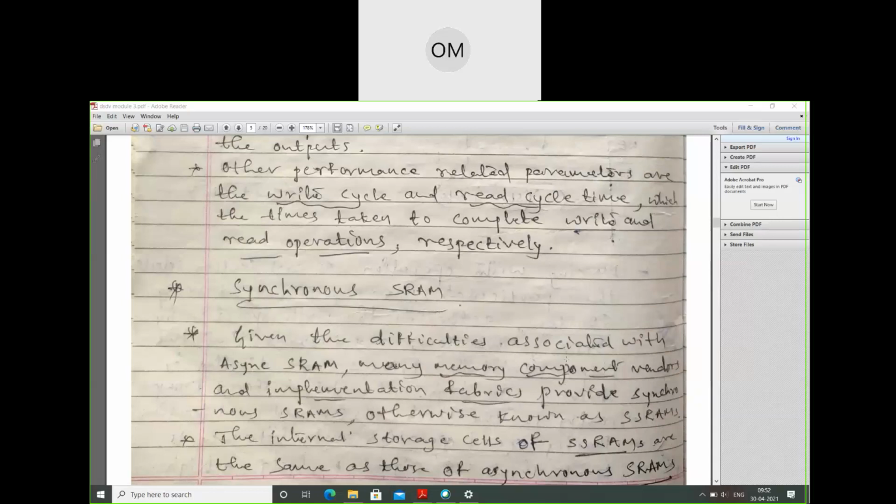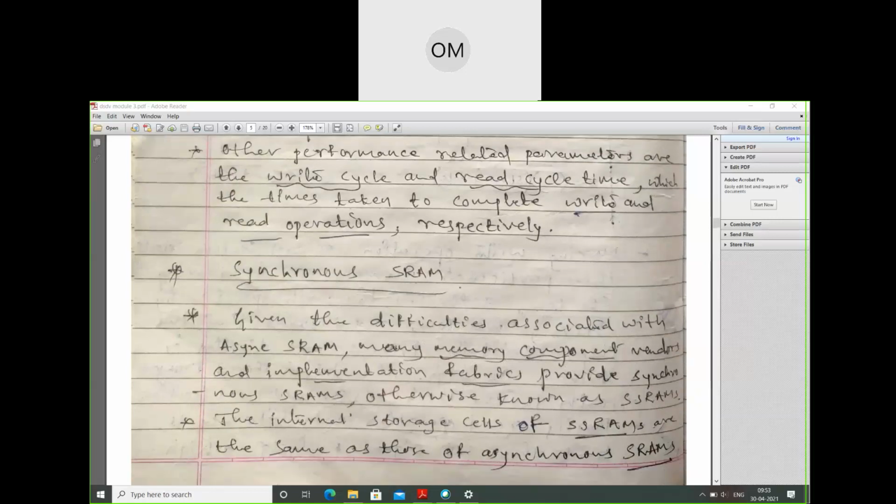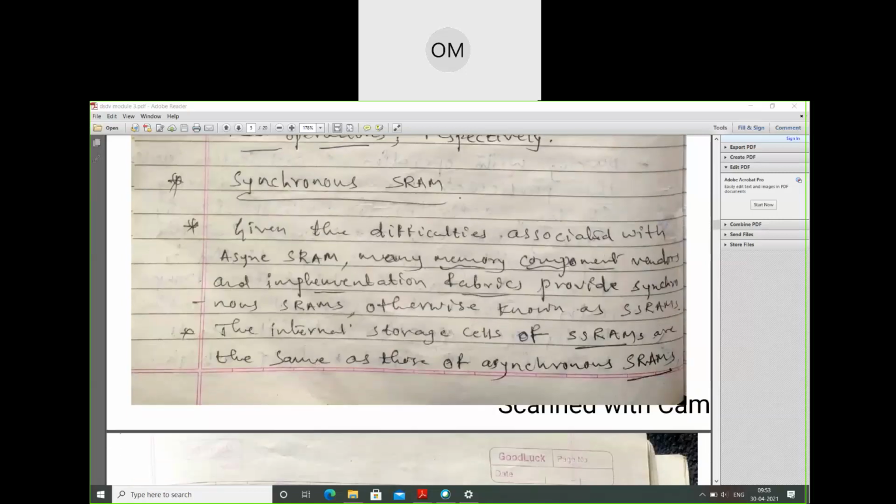Associated with asynchronous SRAM, many memory implementation fabrics provide synchronous SRAM. We simply call it SSRAM. The internal storage cells of SSRAMs are the same as those of the asynchronous SRAM.